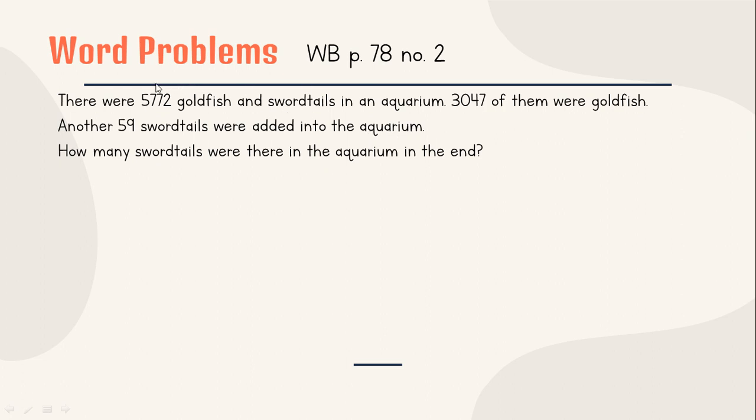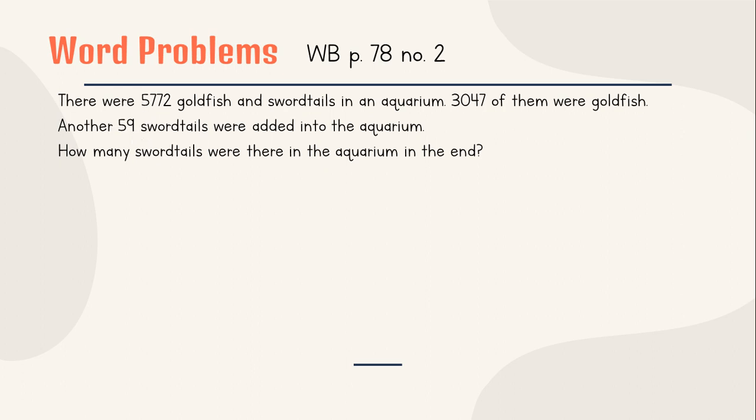So at first we have 5,772 goldfish and swordtails. And now we know that 3,047 of them were goldfish. After that, a man comes and puts another 59 swordtails into the aquarium. And the question asks how many swordtails there were in the aquarium in the end. Setelah ditambahin, ada berapa ya swordtails-nya?